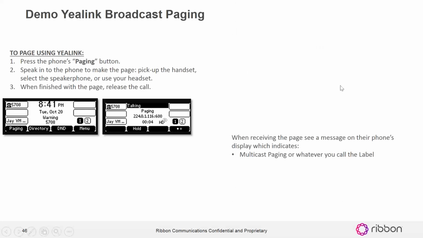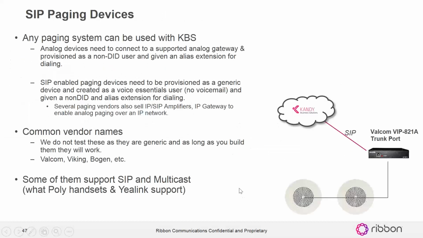Okay, so let's talk about paging devices right quick. With paging devices, these can be an analog device, old school infrastructure that's been in there for 20 years or more. What you can do is put an analog gateway, Cisco ATA, whatever it is in our supported devices, and I would build it as a non-DID because you do not want people to dial this from outside. Some of the vendors actually have SIP enabled on these.